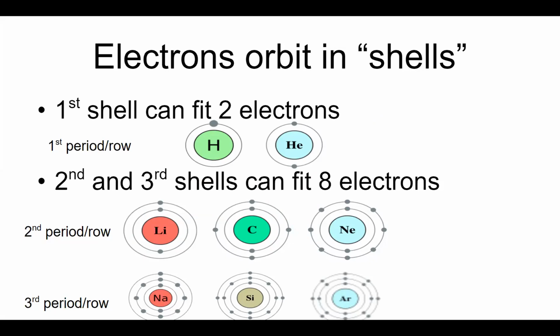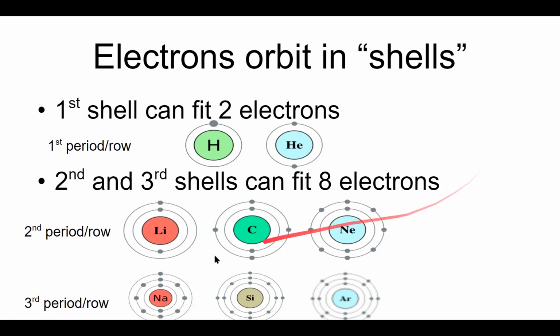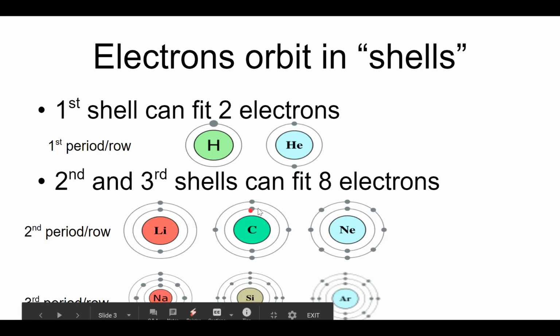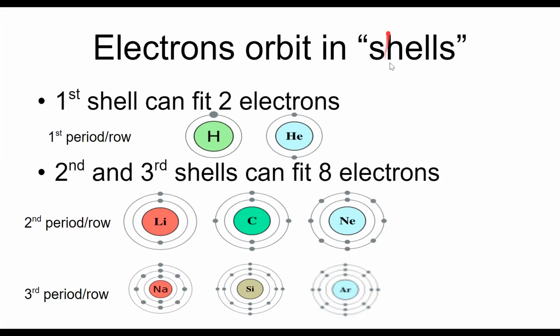Because it has 6 protons and 6 electrons, we have to fit 6 electrons on our electron shells. So we start adding to the first shell. We add 1 electron, we add 2 electrons. Actually, hold on, I just thought of a better way to do this. I forget that I have fancy zoom tools so I can draw on things.